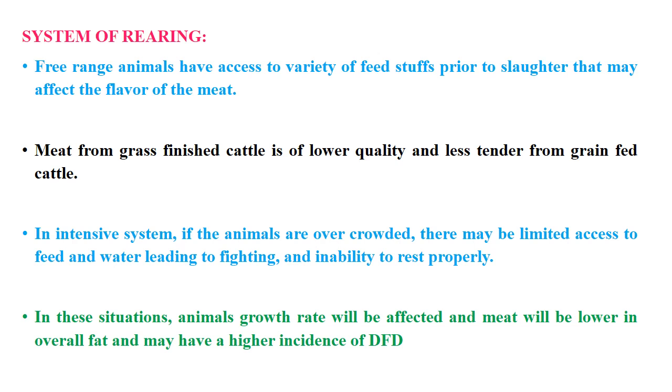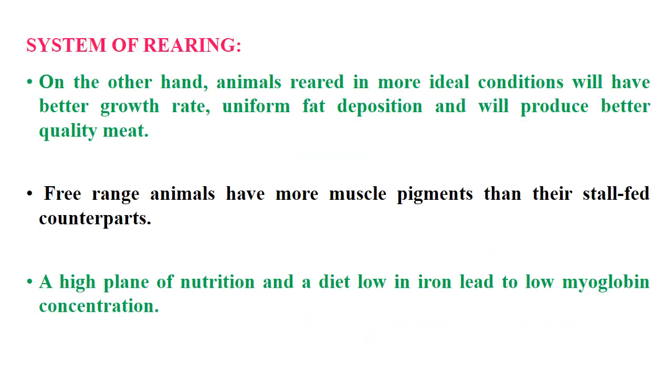So in these situations, animals' growth rate will be affected and the meat will be lower in overall fat and may have a higher incidence of DFD conditions, which we have discussed earlier. Now, in continuation about the system of rearing and meat quality, when the animals are reared in more ideal conditions, they will have better growth rate, uniform fat deposition and will produce better quality meat. So ideal conditions are proper rest, proper space, proper grazing.